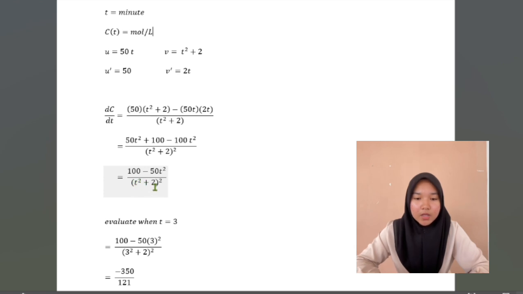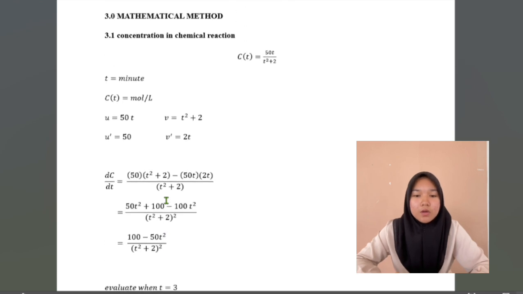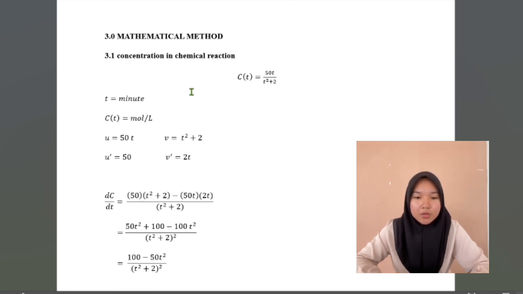And then we evaluate when T equal to 3. T equal to 3 is already given by the question, so we insert it into the formula here. Then we solve it, we're going to get negative 2.893. That's the answer for question 3.1. Alright, so we go to question 3.2.